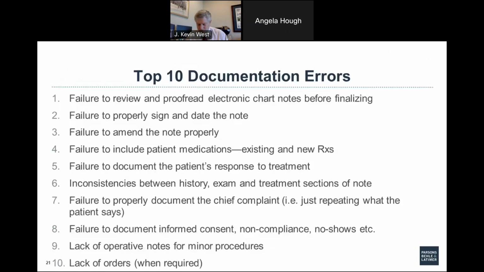So let's see, I left out a couple items. From a risk management standpoint, failing to document non-compliance, failing to document no-shows, failing to document informed consent, failing to have an operative note for quote-unquote minor procedures can be a problem, and failing to have orders, particularly orders from a primary care doctor when those are needed and appropriate.